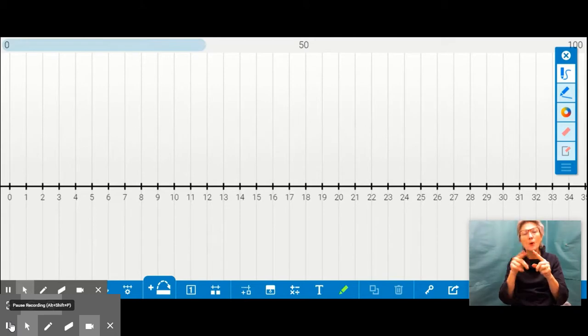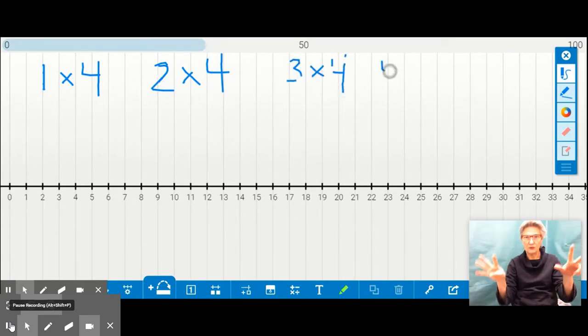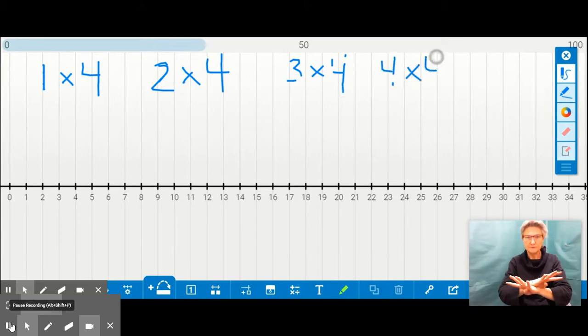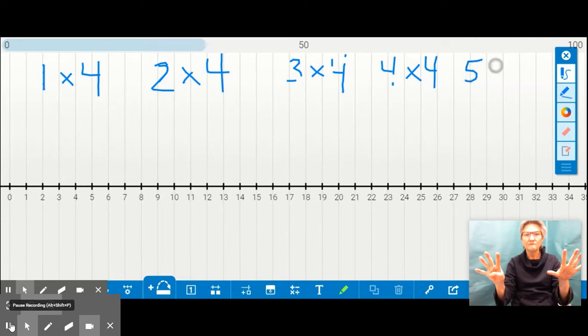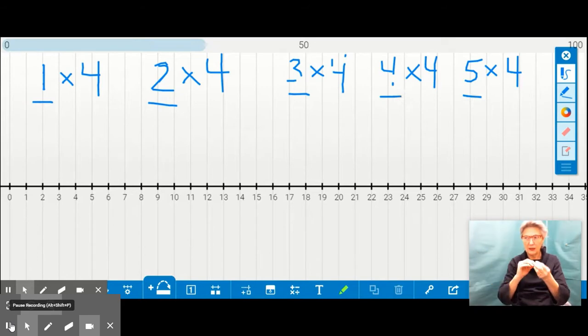So if I'm finding multiples of 4, I'm thinking, well, what's 1 times 4, right? Because that's my first multiple of 4. Then I'm looking at what's 2 times 4, because that's my second multiple of 4. 3 times 4. 4 times 4. I think we said we were going to list the first 5. 5 times 4. So you'll see that I'm taking these 5 multiples, my counting numbers, and I'm multiplying each by 4 because that's what I'm listing the multiples of.